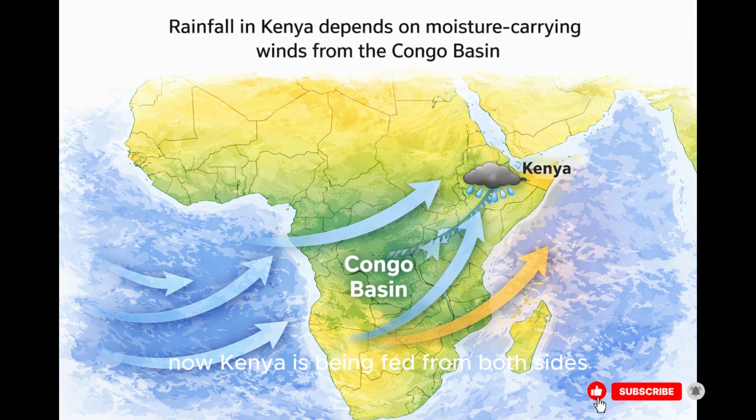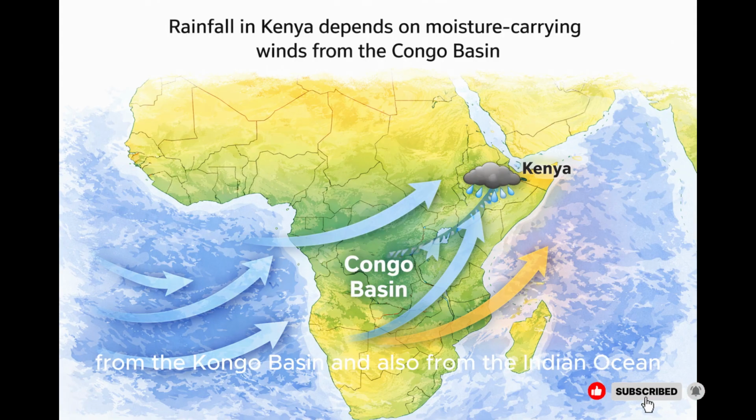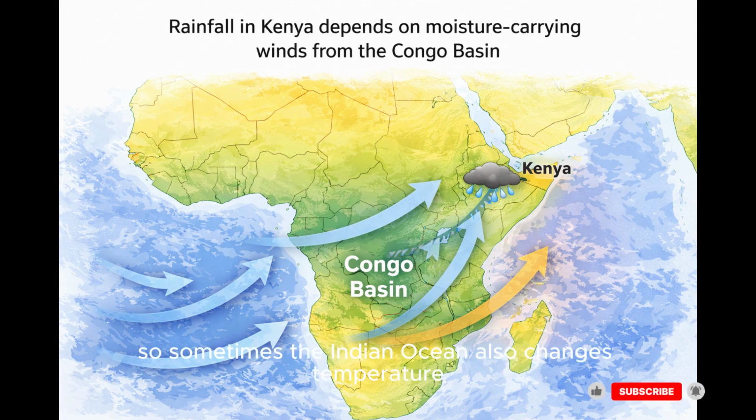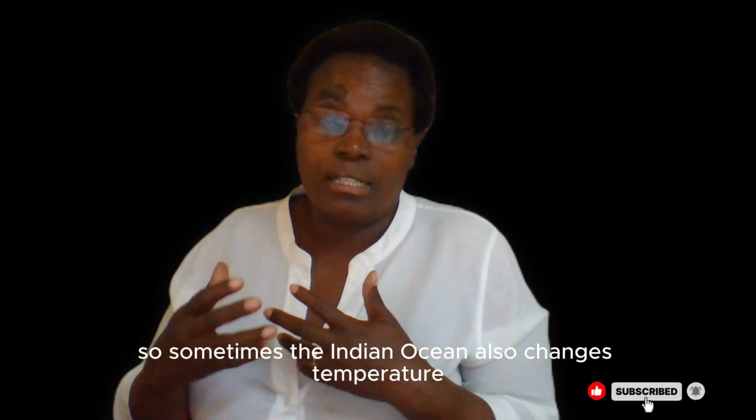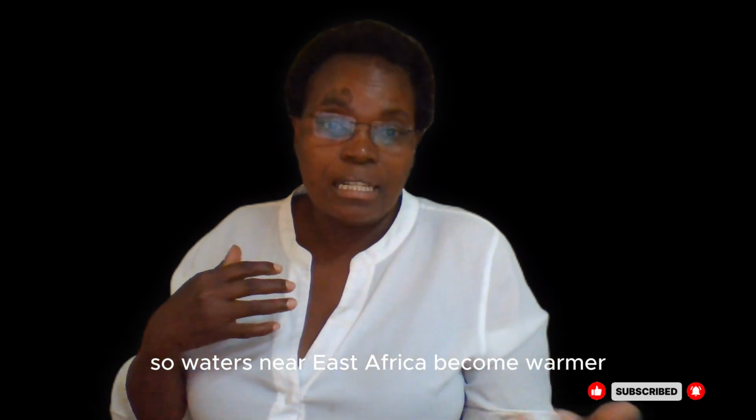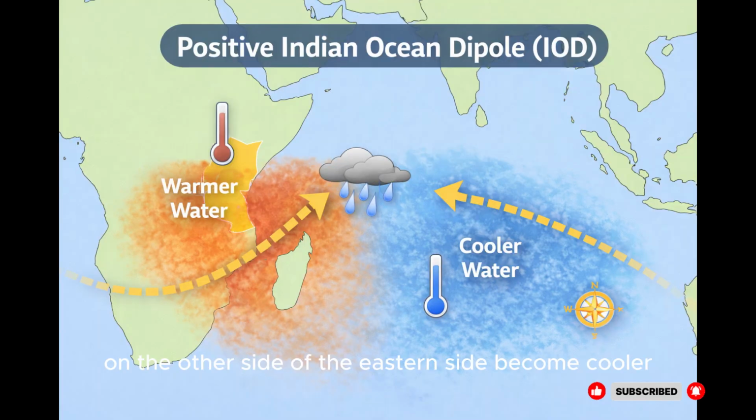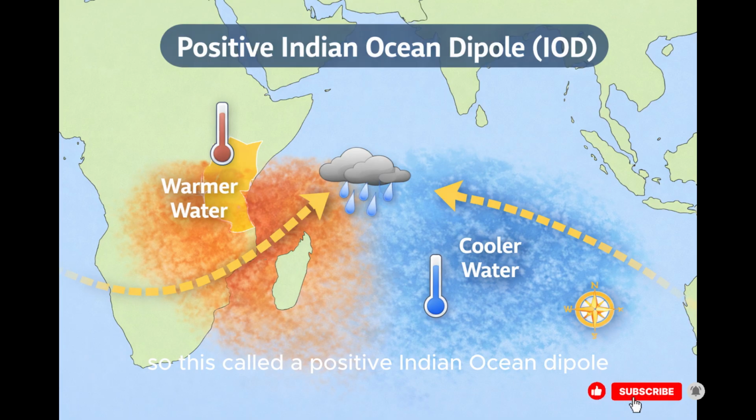Now Kenya is being fed from both sides, from the Indian Ocean and from the Congo Basin. So rainfall is already increasing because we have two sources. Sometimes the Indian Ocean also changes temperature. Waters near East Africa become warmer, and waters near Indonesia on the eastern side become cooler. This is called a positive Indian Ocean Dipole.